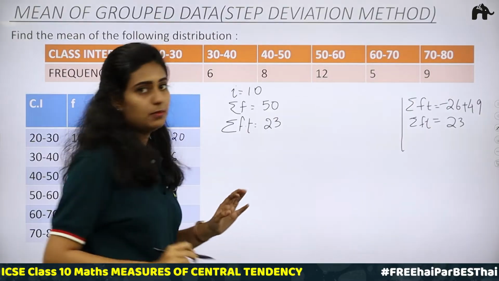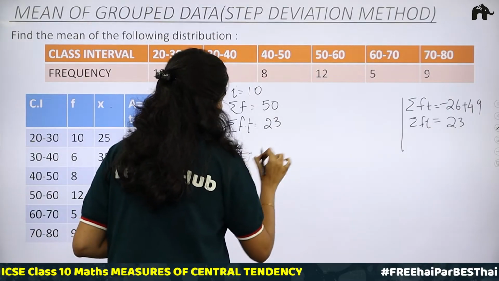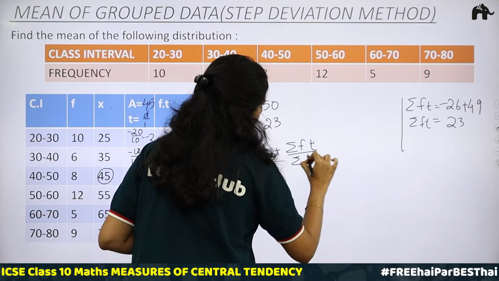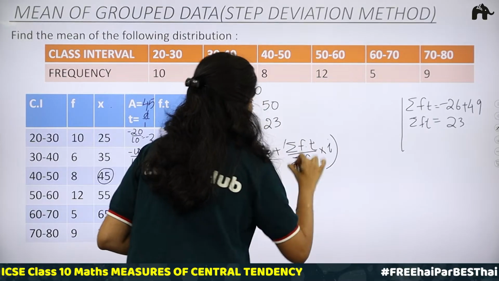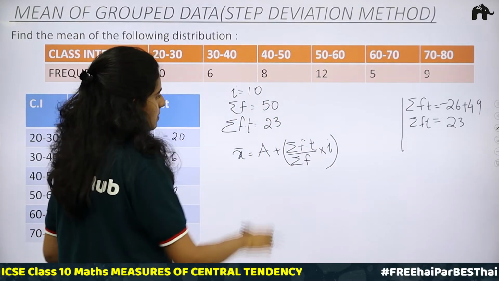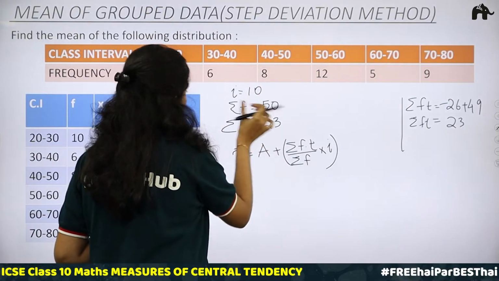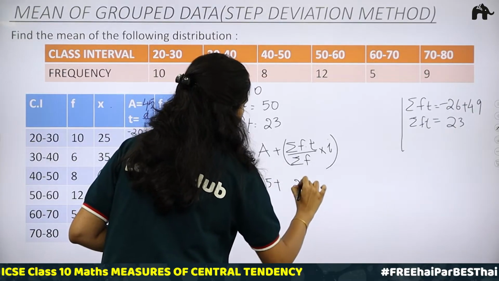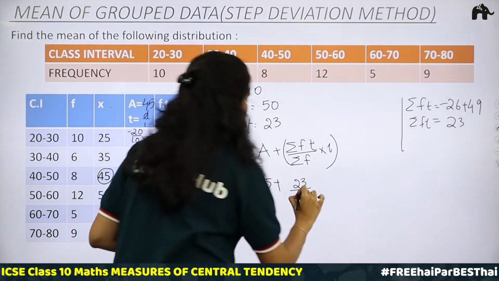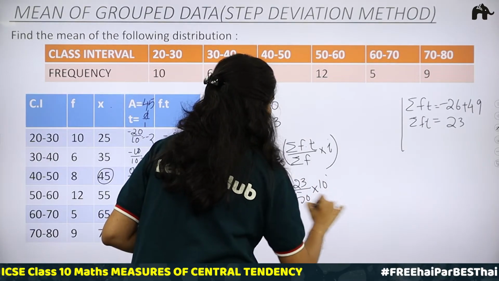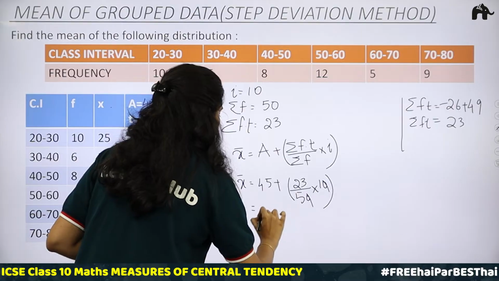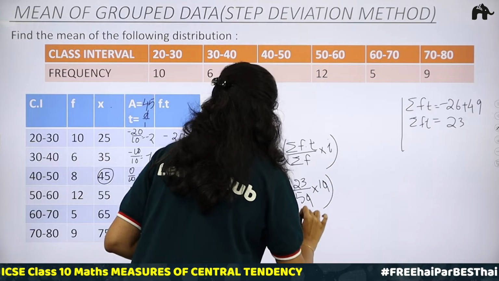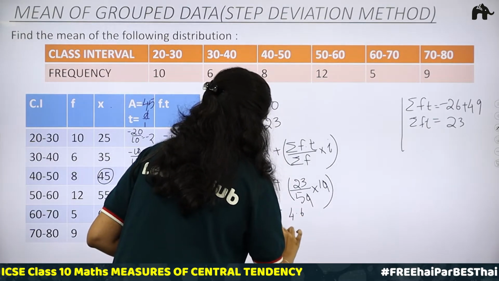Now, what is the formula using the step deviation method? Mean is equal to A plus sigma ft divided by sigma f into I. Okay, sigma ft is 23. Then A, the assumed mean, is 45. So 45 plus 23 divided by the sum of all the frequencies, 50, into I, which is 10. Cancelling, you get 45 plus 23 divided by 5, which is 4.6. So, the final answer is 49.6.